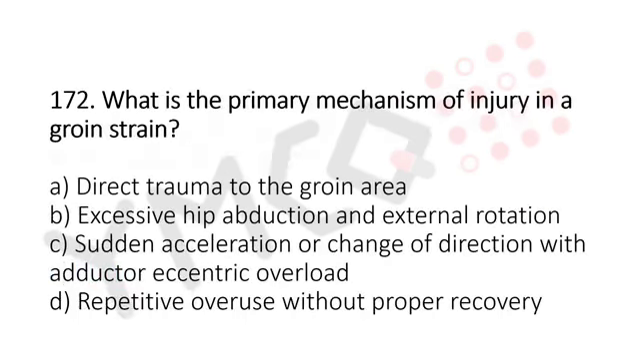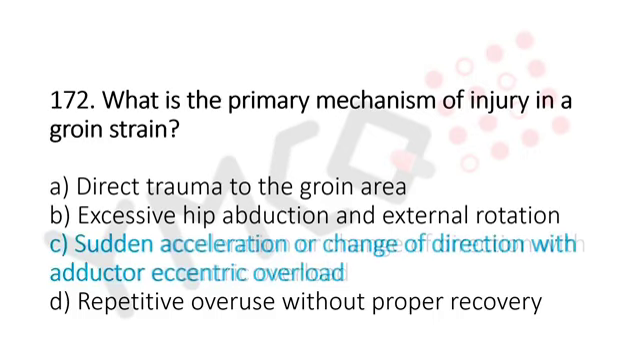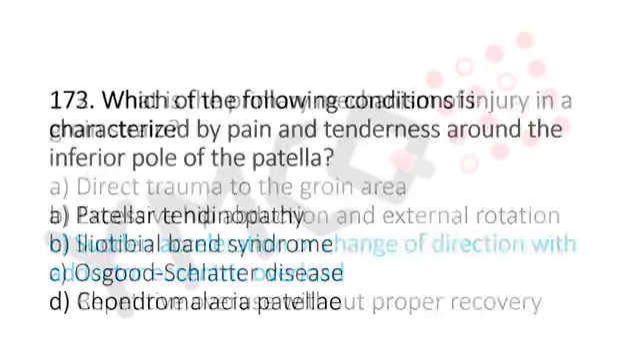Now let's move to question number 172. What is the primary mechanism of injury in a groin strain? Option A, direct trauma to the groin area. Option B, excessive hip abduction and external rotation. Option C, sudden acceleration or change of direction with adductor eccentric overload. Option D, repetitive overuse without proper recovery. And the answer is option C, sudden acceleration or change of direction with adductor eccentric overload.